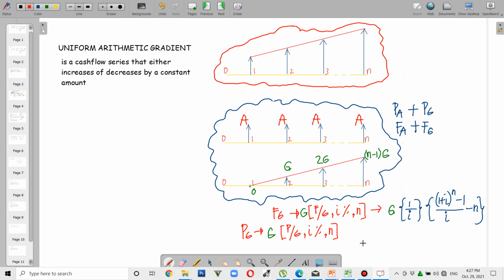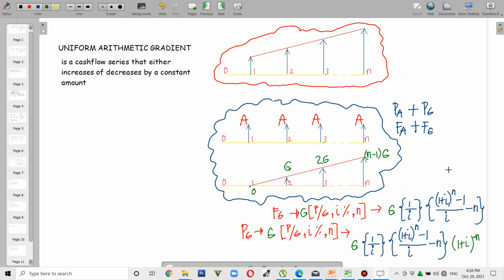Okay? So, what is the difference? Basically, the difference between this and the FG is that we will just multiply this by a certain factor, the single payment present worth factor, to bring it to the present. So, we just copy that expression and then multiply it by 1 plus i raised to negative n.